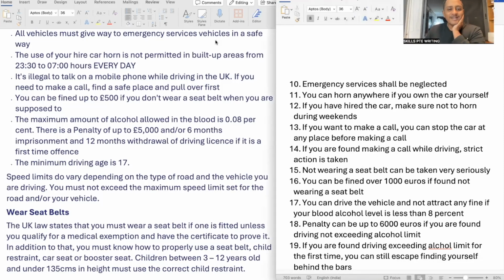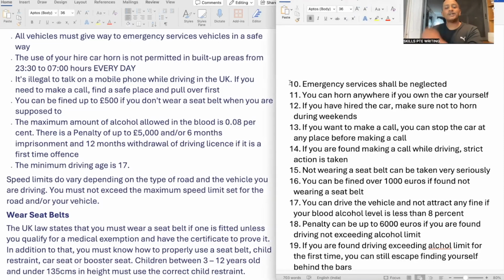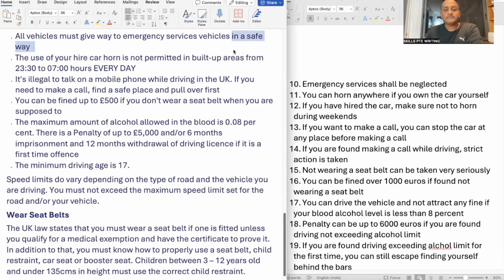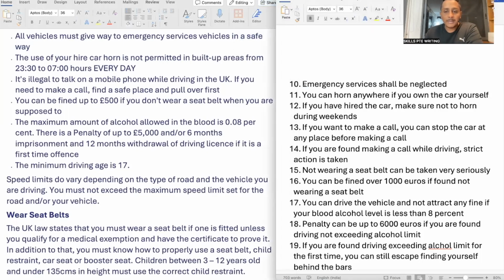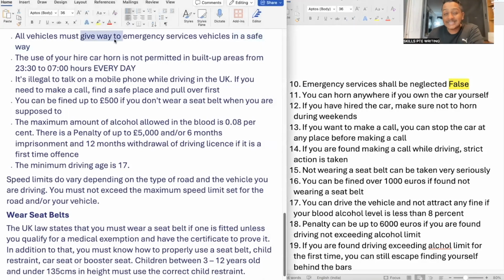All right, simple one. All the vehicles must give way to emergency services in a safe way. So over here, emergency services shall be neglected. What is the answer for the 10th one? Very straightforward. It's exactly contradicting what is given. Here it is written on the left hand side. Give way means don't neglect. They are the priority.